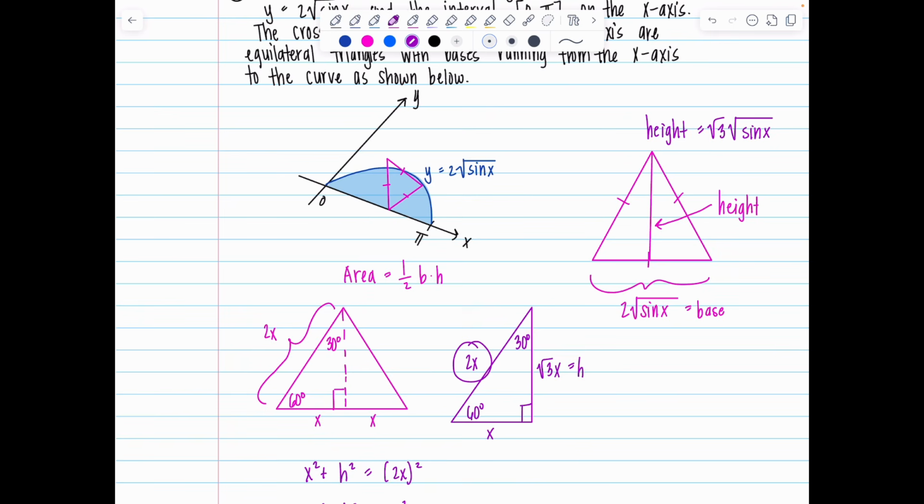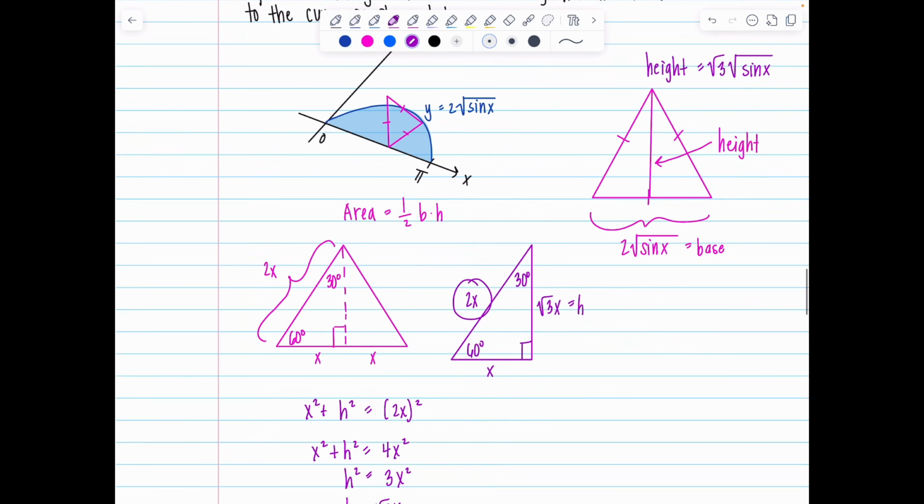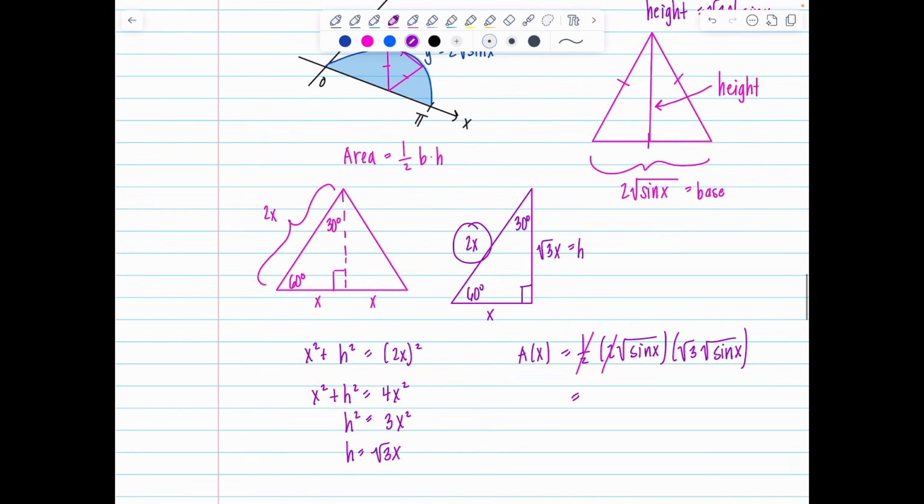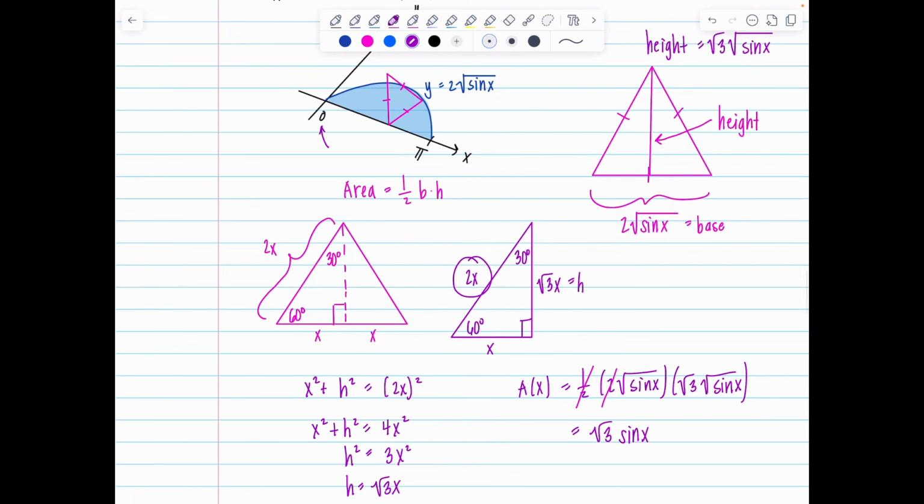So now we can figure out the area of some arbitrary slice, arbitrary cross-section. It's 1/2 base, which is 2 radical sine x, times height, radical 3 times radical sine x. Okay, so the 2 and the 1/2 cancel, don't they? Radical sine x times radical sine x is just sine x, so we have radical 3 sine x. Perfect. Now we need to know what's a and b. What's right here in the picture? There's a, which is 0, b, which is pi.